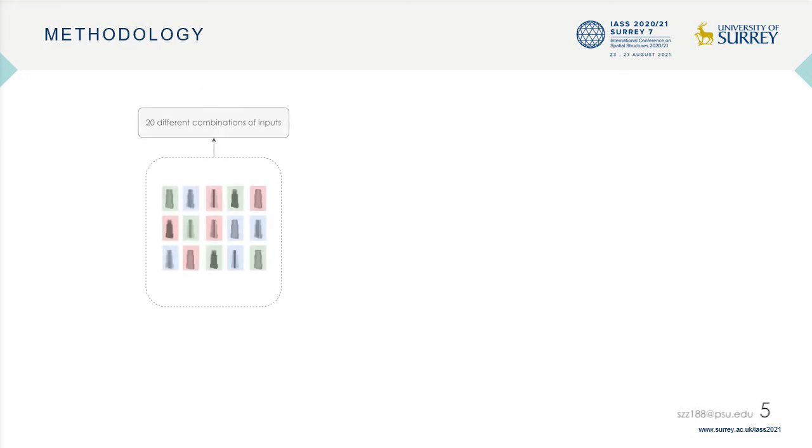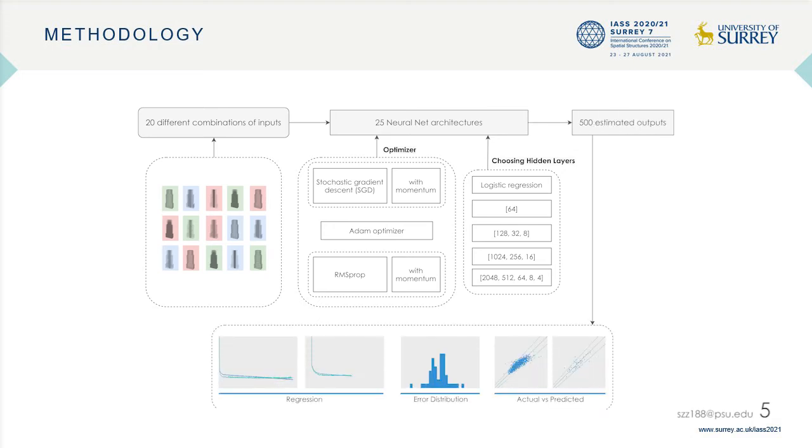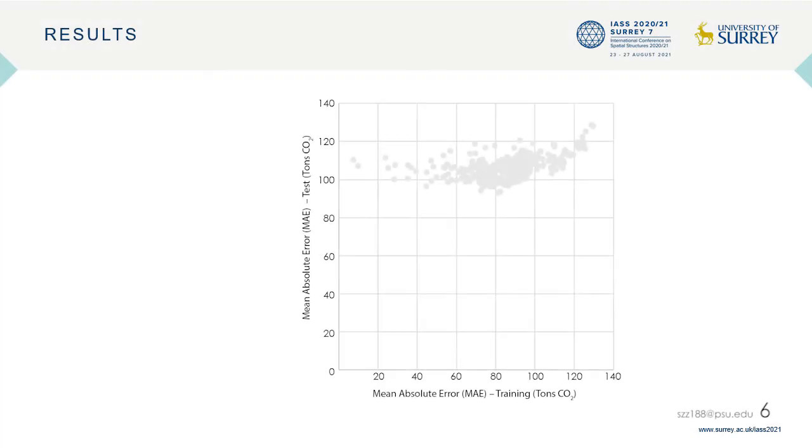So we talked about inputs. We have 20 different combinations of them. How about neural network architecture? We used 5 different optimization methods, including ADAM and RMSprop, and combining with different hidden layer configurations, we generated 500 different outputs. The output is estimated embodied carbon, and it's ready for further investigation. We graphed all models based on mean absolute error in training and testing. These are all 500 models.